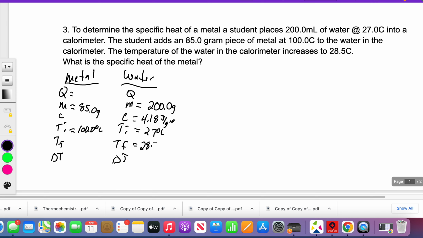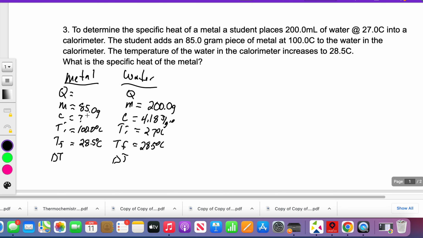The temperature of the water in the calorimeter increases to 28.5 degrees Celsius. Remember that the final temperature, the water warms up, the metal must cool down. Well, the metal stops cooling down when it reaches the temperature of the water when they meet. That's called equilibrium. Okay, what is the specific heat of the metal? So we're looking for C.